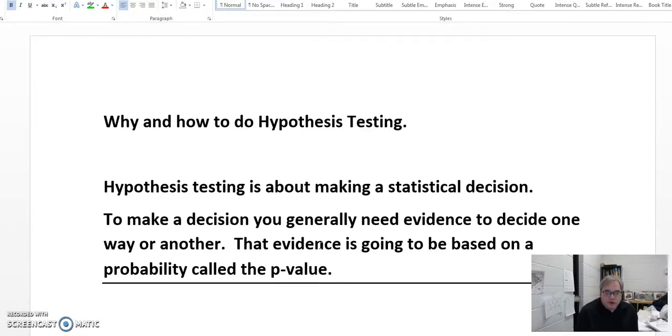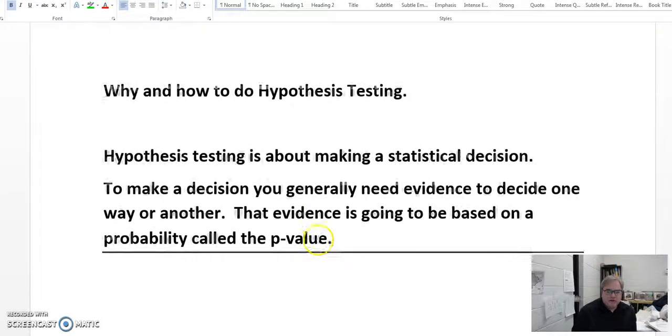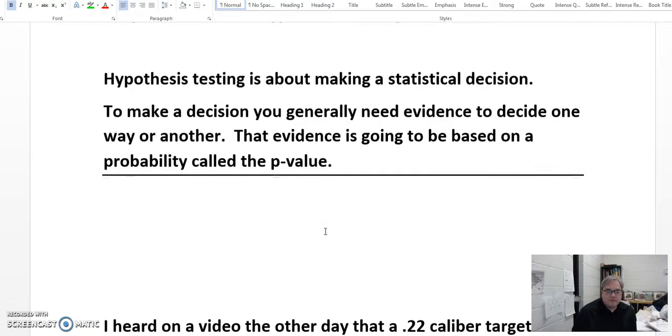So you use probability, and we use probability too, and in this case it's called the p-value. And the p-value is going to represent the probability of seeing an outcome that far from what you think it should be or further. And that sounds a little weird right now, but it'll make sense hopefully in a second.